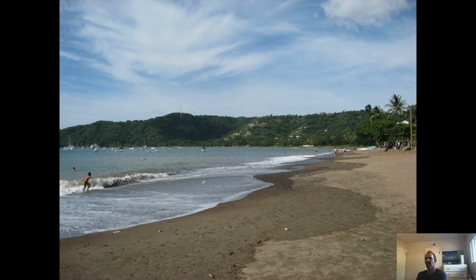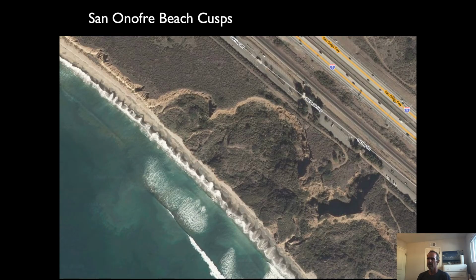Some other kind of side note, interesting features of beaches: in various areas you see what they call beach cusps, these semicircular shapes to the beach. I'm just pointing these out because they're interesting, since nobody truly understands how they form. This is a satellite view from Google Maps of San Onofre, southern Orange County. There are nice big landslides here, but what I'm pointing out are these beach cusps, these little semicircle things that seem to form.